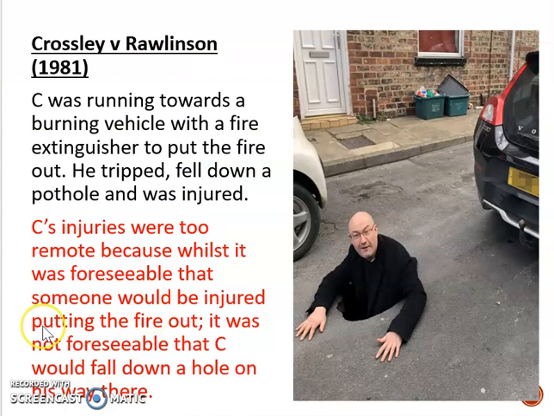Crossley and Rawlinson is another example of a situation that was held not to be reasonably foreseeable, and this was where our claimant was injured when he fell down a pothole on his way to put out a fire. And this was held to be too remote because whilst you could foresee someone might be injured putting the fire out, it wasn't foreseeable that someone's going to fall down a hole on the way to the fire. So failed on remoteness there.